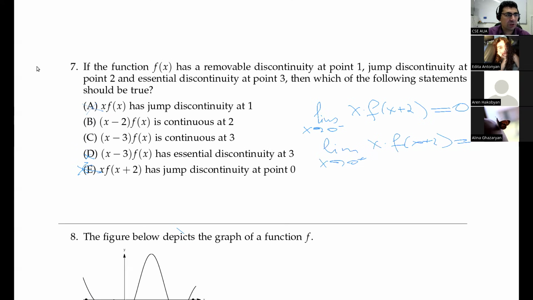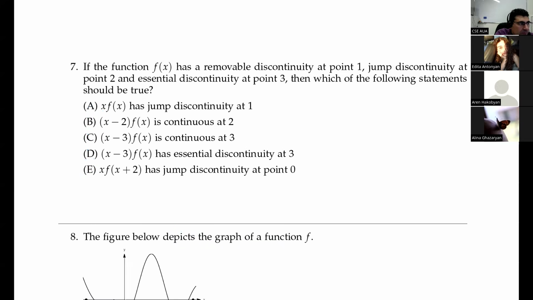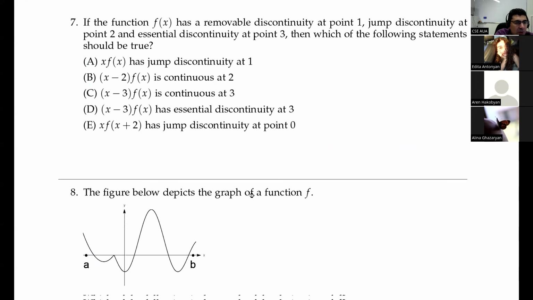So the correct answer is B. Questions? Okay. This was 7, and the next one.